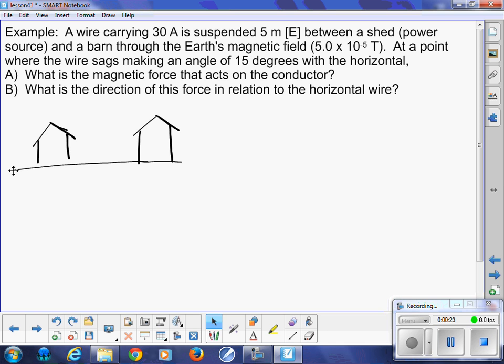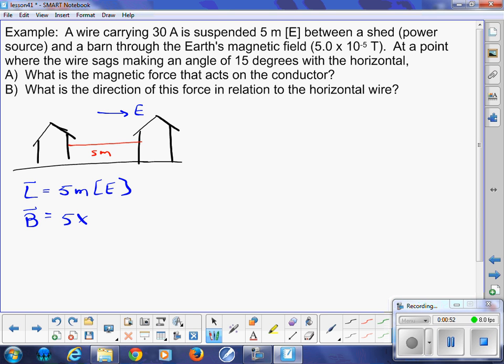So the wire is going to extend a distance of 5 meters. We'll say it's fairly taut, for argument's sake here. So we know the length of our wire, since this direction is east. So that means that the length is 5 meters east. And Earth's magnetic field: we know the magnetic field strength, 5 times 10 to the negative 5 Tesla.